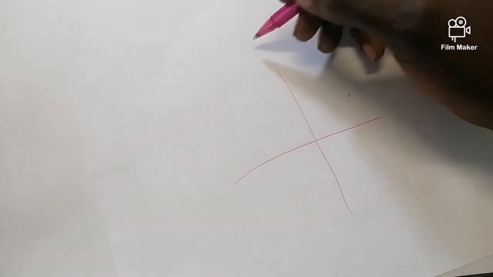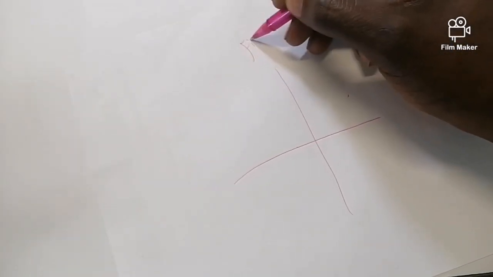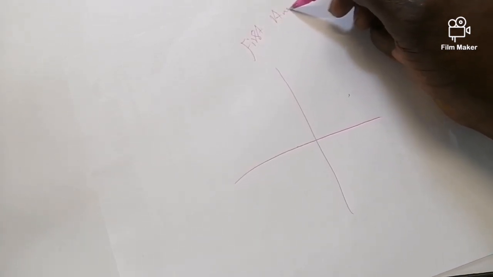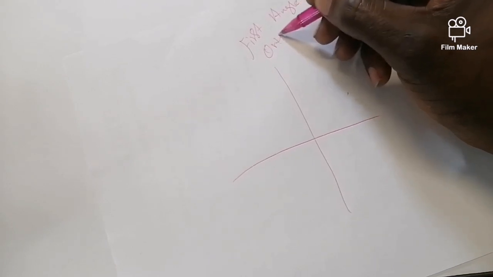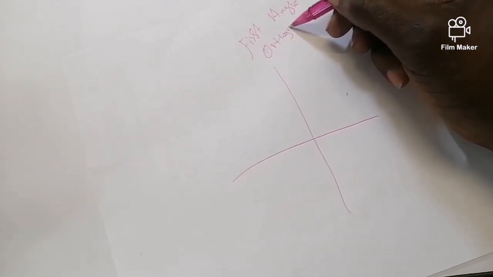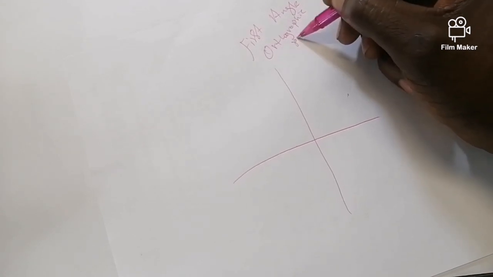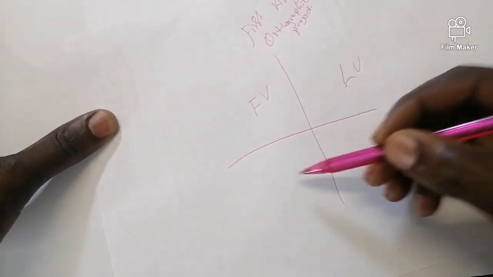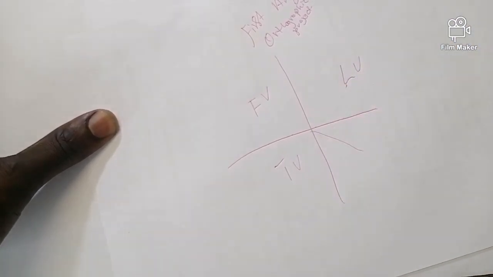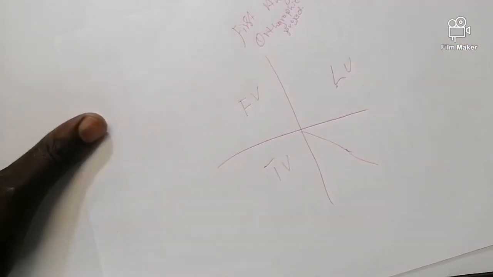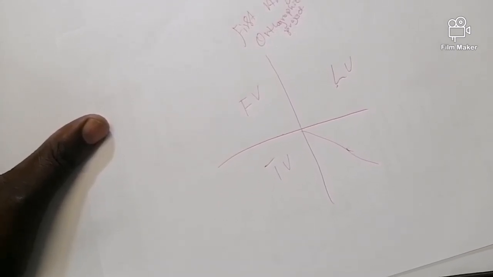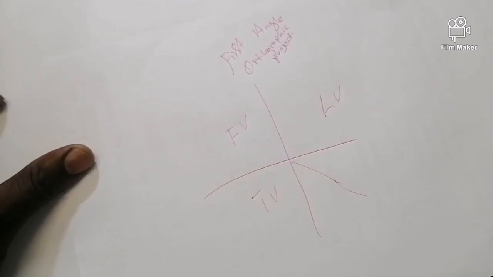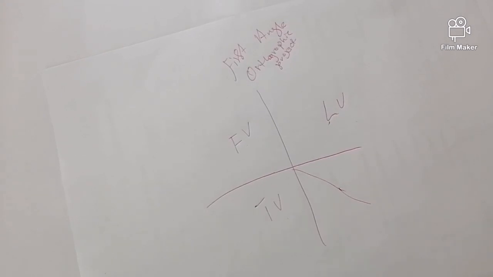So according to first angle orthographic projection, we've got a left view, we've got a front view, we've got a top view, then we've got a projectional line that is at an angle of 45 degrees in the fourth quadrant. So according to first angle orthographic projection, the arrangement of views will be like this.